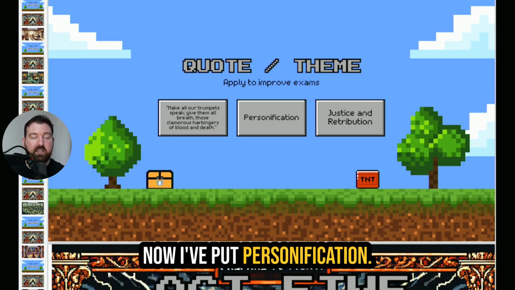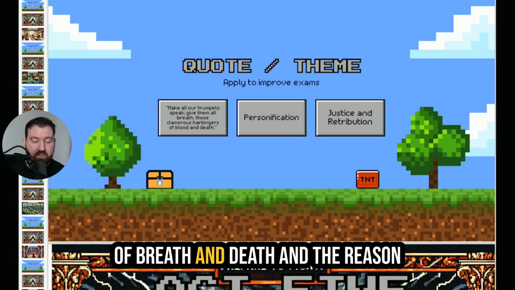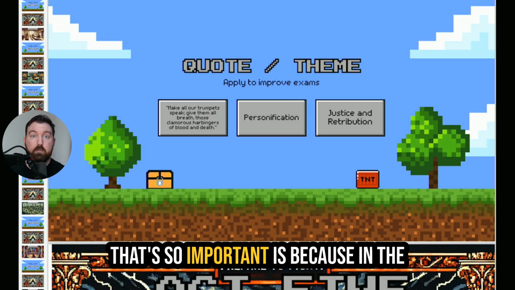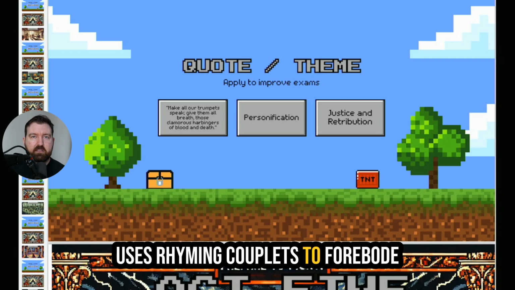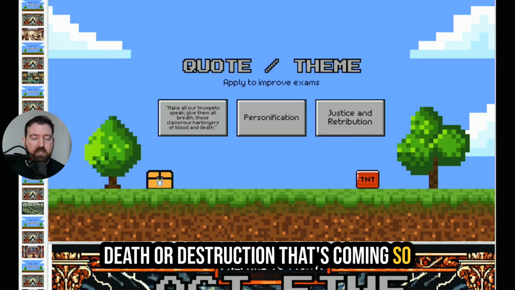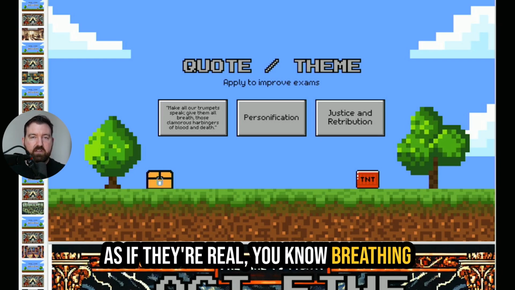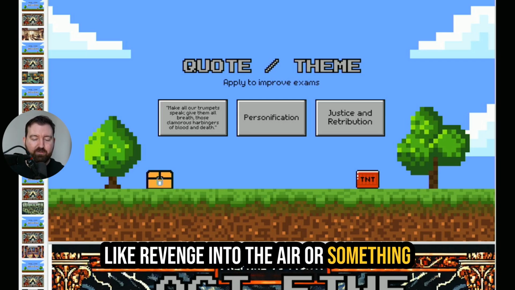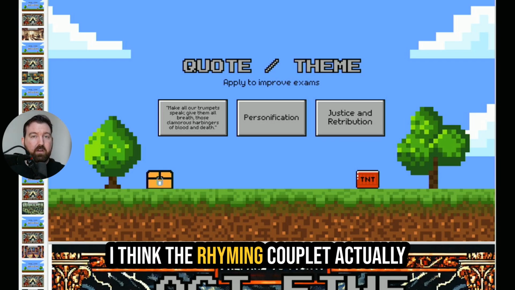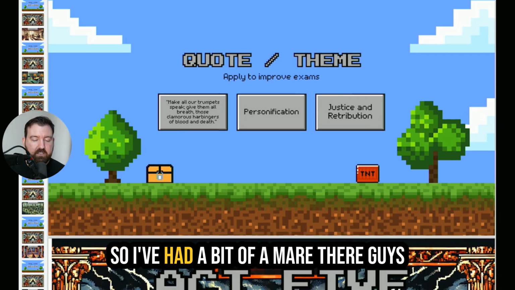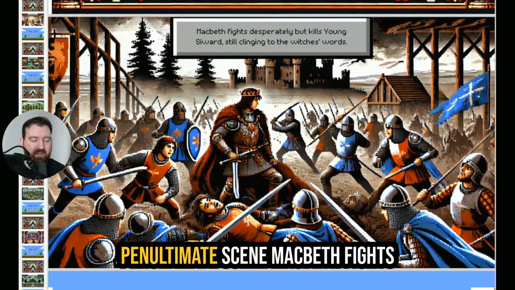Now, I've put personification. I'm going to actually edit that. I think the important thing is the rhyming couplet of breath and death. And the reason that's so important is because throughout the play, Shakespeare uses rhyming couplets to foreshadow death or destruction that's coming. So it is personifying the trumpets as if they're real, breathing revenge into the air or something. And that does link to the major theme of justice and retribution. But I think the rhyming couplet is even more important than that. So I've had a bit of a mare there, guys. I apologise.